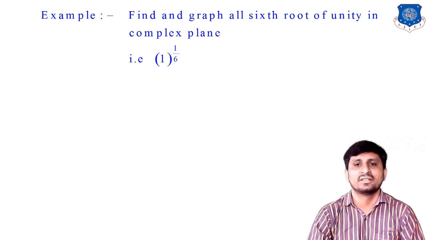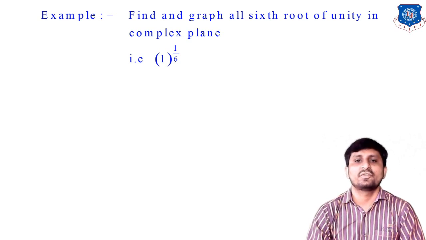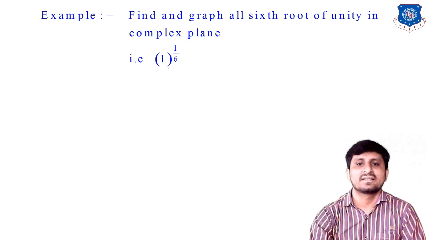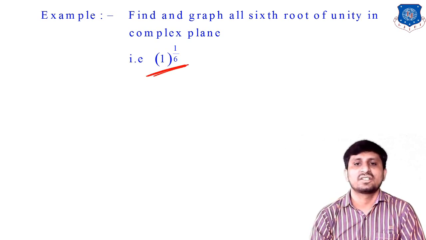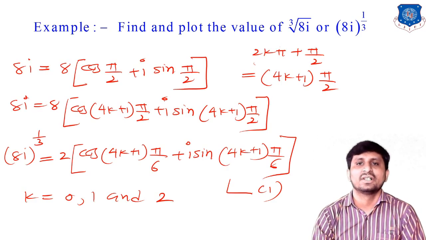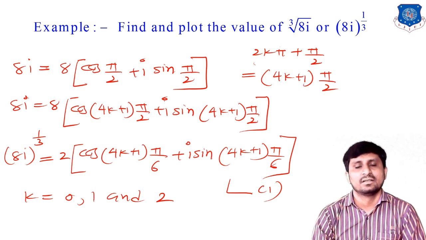Homework for all the students: find and graph all 6 roots of unity. Unity means 1, in the complex plane. So that means this is the homework for all the students. Find 1 raised to 1/6, and after that we solve this example: find and plot the value of the cube root of 8i. Okay, so thank you.